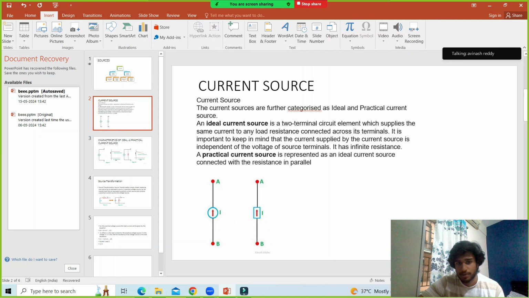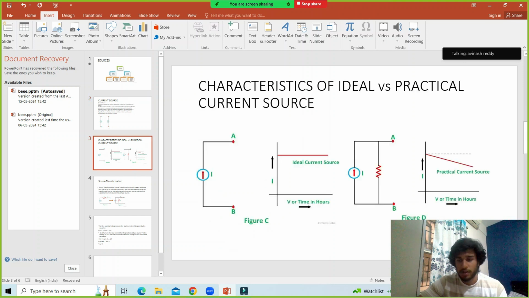It has infinite resistance. The main difference between a practical current source and an ideal current source is that the resistance is connected in parallel for a practical one, whereas for an ideal current source there is no resistance. There will be a drop in current for the practical current source due to the resistance connected in parallel. And this is the graphical representation of an ideal versus a practical current source.